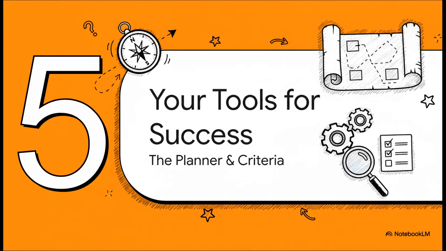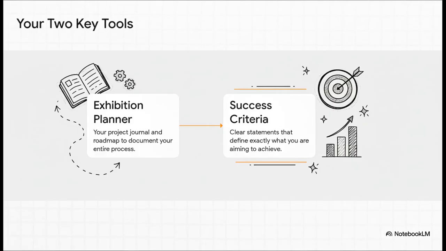Okay. Deep breath. You've got your mission. You've got your guiding questions. So the next logical question is, how are you supposed to organize all this? Well, let's look at the 2 key tools that are going to be your best friends on this journey. And it's beautifully simple. You're going to have an exhibition planner. Think of it as your project roadmap and journal all in one. And second, you'll be developing your own success criteria, which are just clear statements that define exactly what success is going to look like for you.